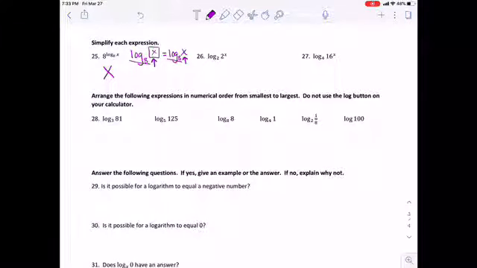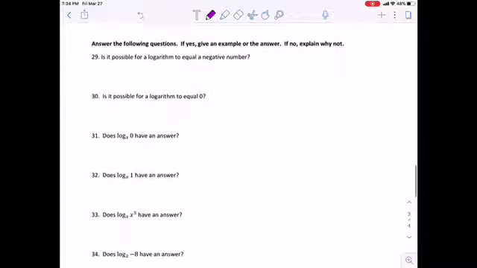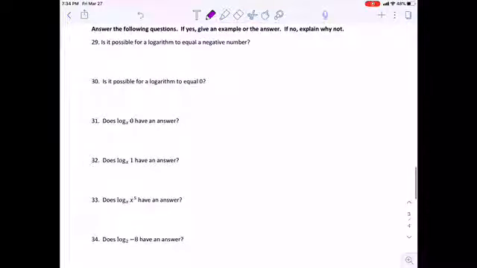Go ahead and try 26 and 27 doing the same thing, rewriting the exponent first. Number 28, you can go ahead and put those in order yourself. And for 29 through 34, I would like you to go ahead and try those problems out on your own, but once you've tried them, head on over to the discussion board to watch the video where I go over them. Go ahead and try this assignment yourself, then watch the videos on the discussion board to check your answers.